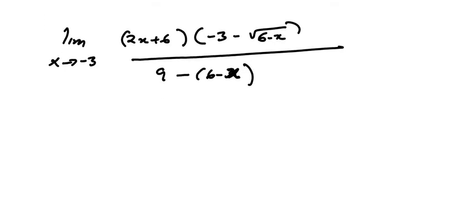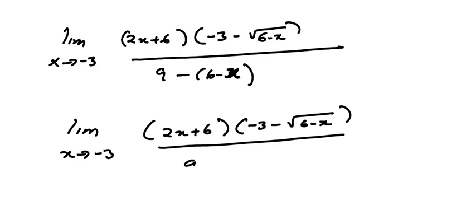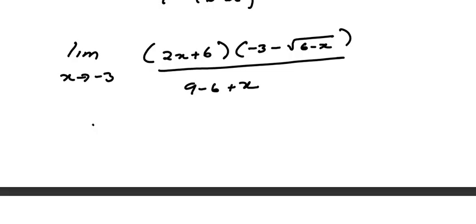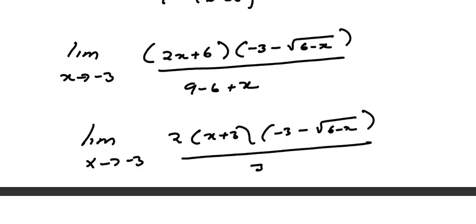Yeah, so this is going to give us the limit as x approaches negative 3. We have 2x plus 6, and we have negative 3 minus root of 6 minus x. This is 9 minus 6, then plus x. I can factorize a 2, that's x plus 3 on top. Then you have negative this minus this part. You notice here you are getting a 3 plus x. Cancel this and cancel that.